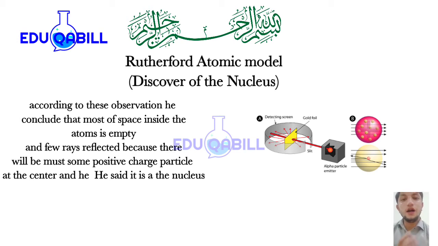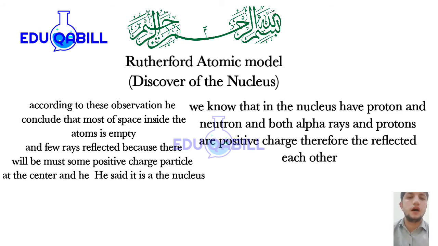He also concluded, regarding the few rays that were reflected after hitting the gold foil, that the alpha particle is a positively charged particle and there must be some positively charged particle due to whose repulsion these particles are reflected after hitting the gold foil, and he called it a nucleus. We know that in the nucleus there are protons and neutrons. Protons are also positively charged, and the alpha particle is also positively charged. These two same charged particles repel each other, and these rays are reflected after hitting the gold foil.